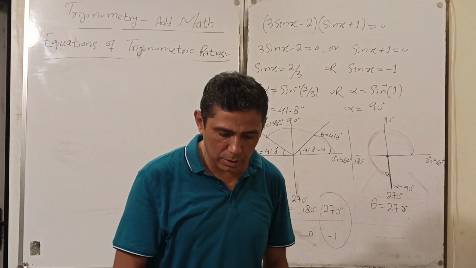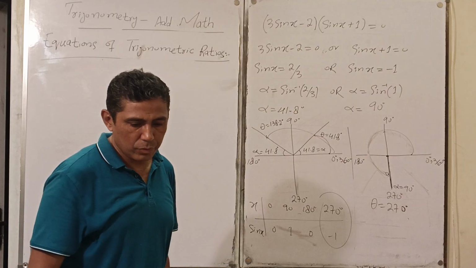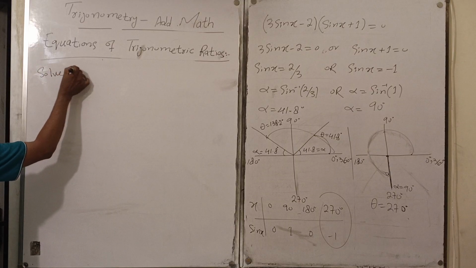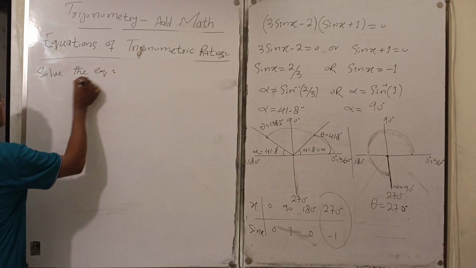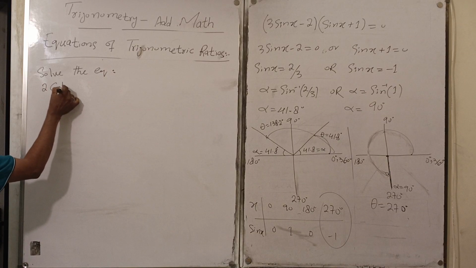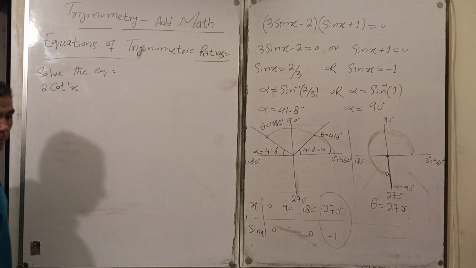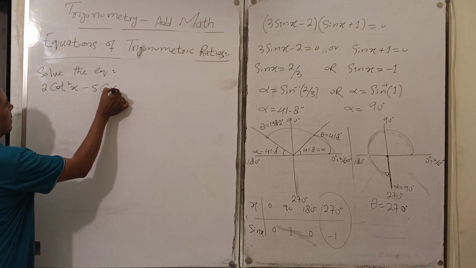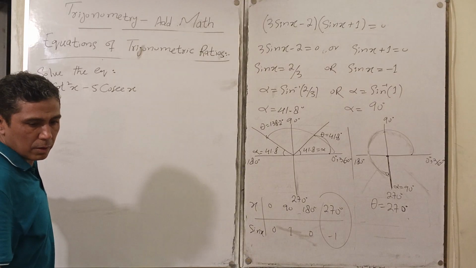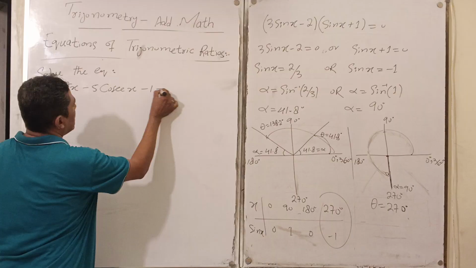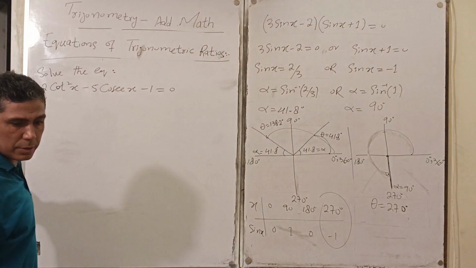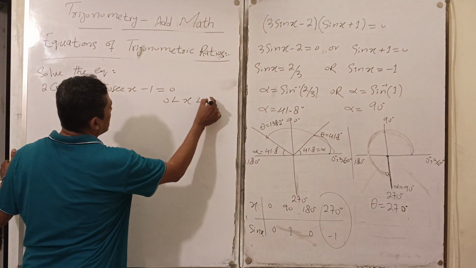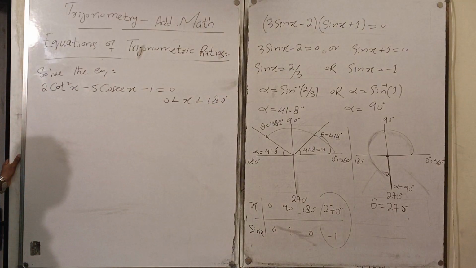What is the question? Solve the equation: 2 cot square x minus 5 cosec x minus 1 equal to 0, and the range is 0 to ... Clear?